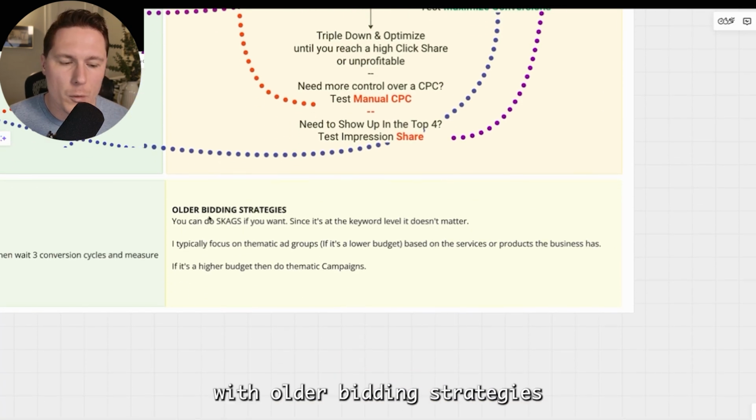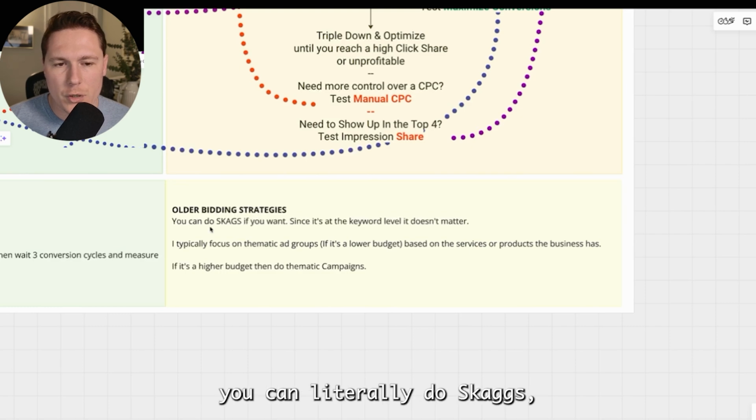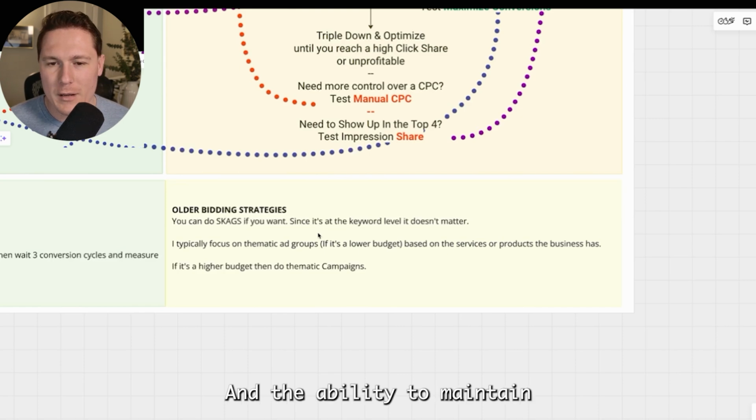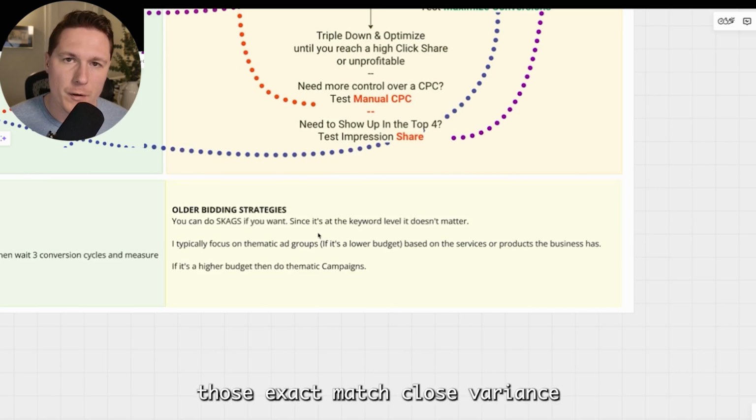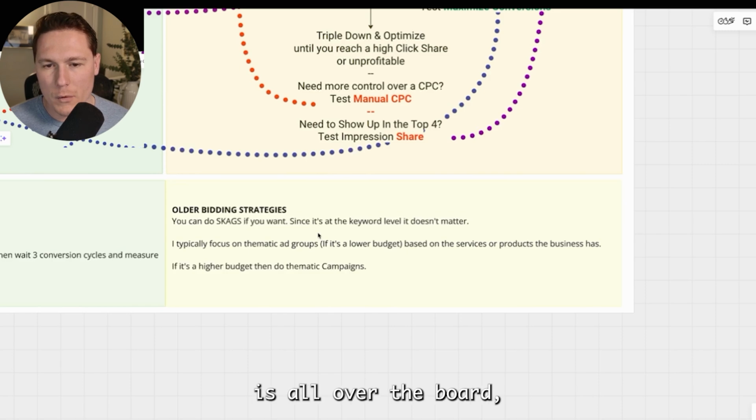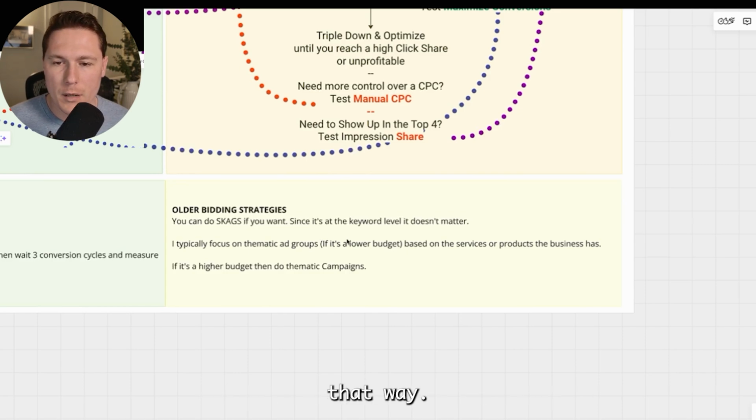Now, with older bidding strategies and the structure, you can literally do SCAGs, which is single keyword ad groups, if you want. And the ability to maintain that level of control is really powerful, but you have to monitor those exact match close variants because the intent is all over the board and you can waste a lot of money that way. So make sure you have your exclusions in place, preferably before the campaign launches. But if you have to, after the fact that the campaign's launched and adding them in, then do that.